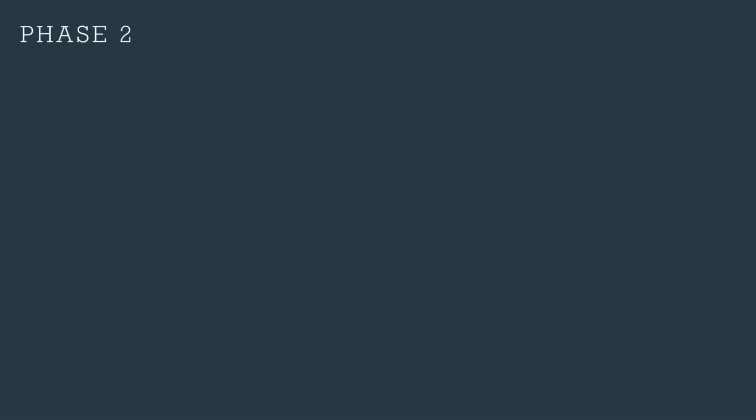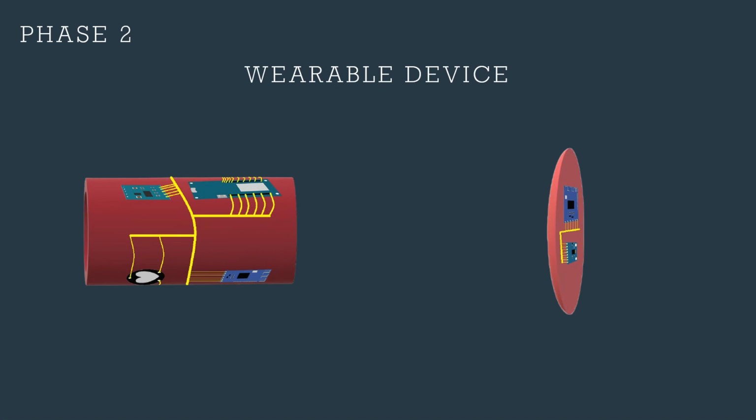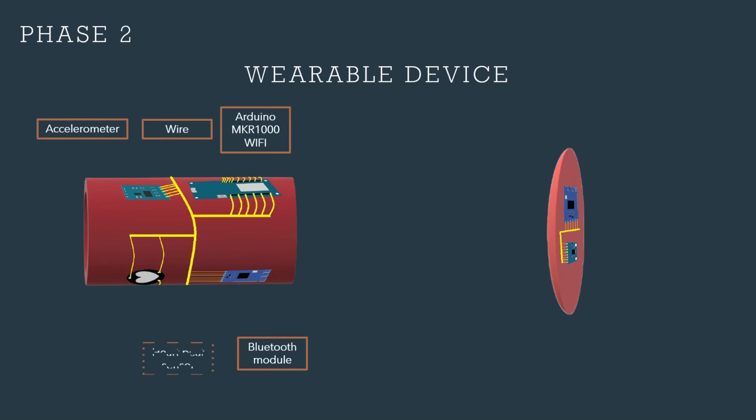For the second phase, the system design, it will be separated into 2 parts. The first part is the wearable device. This device consists of 2 parts. The first part is to measure the player's performance, and the second part is to measure the player's free kick technique. To measure the player's performance, an accelerometer and heartbeat sensor are used.